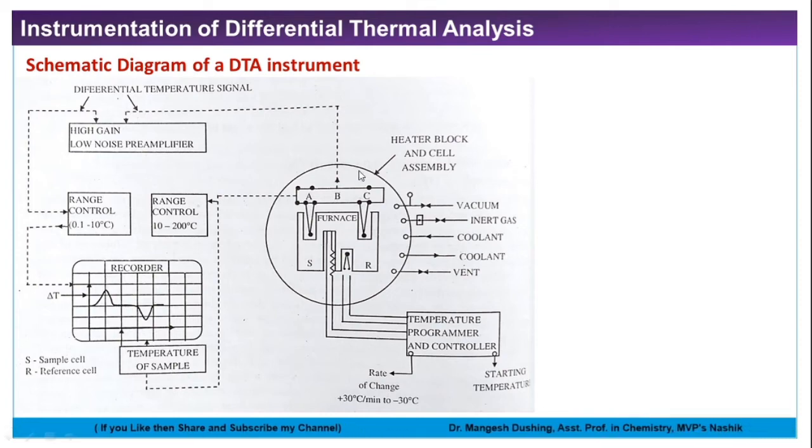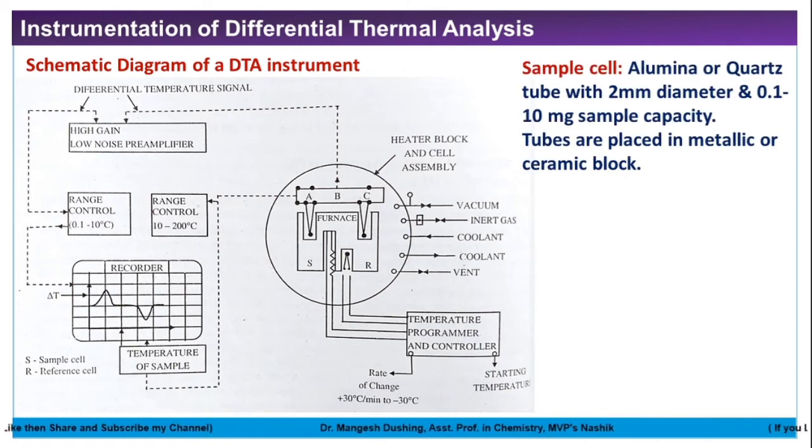These are the components you can see easily. This is the heating block and cell assembly. Here will be the vacuum, inert gases, coolant event that can be monitored by the temperature programmer and controller. Rate change, starting the temperature. Here the recorder is there. Range control for the temperature, and some noise parameters, high gain to low noise parameters, differential temperature signals. So these are the parameters. We'll see one by one.